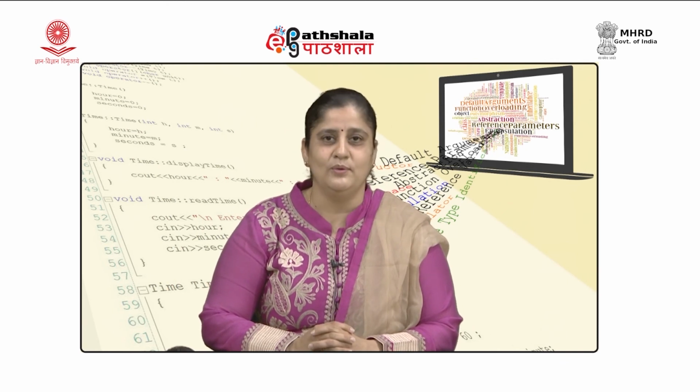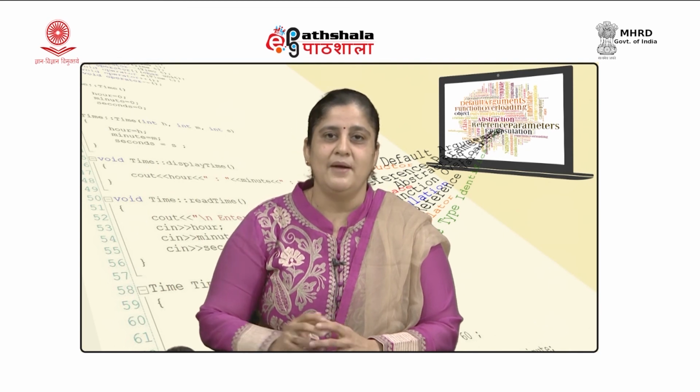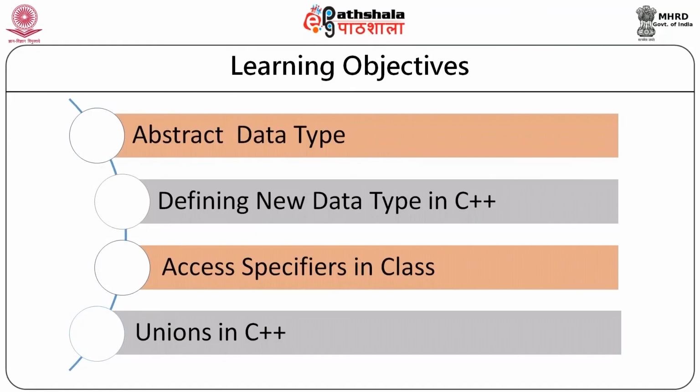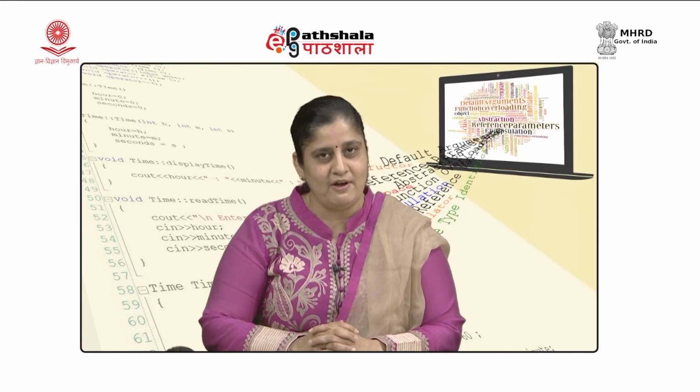Now, in today's module, we would try to see how to create our own data type. So, in today's module, we would discuss abstract data type. We would try to see how to create your own data type in C++. We would see the various access specifications that we can give to the members of a class, and we will also see how to define a union in C++ and how the unions are different in C++, and the anonymous union that we can define in C++.